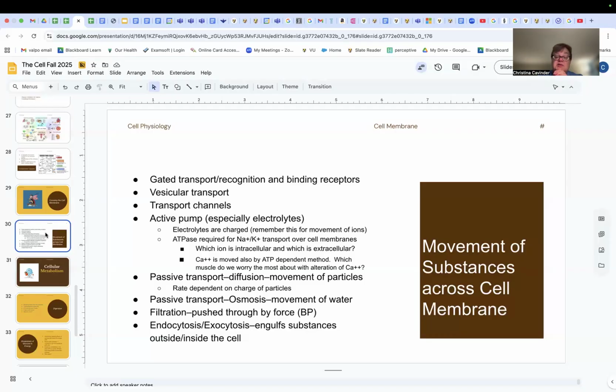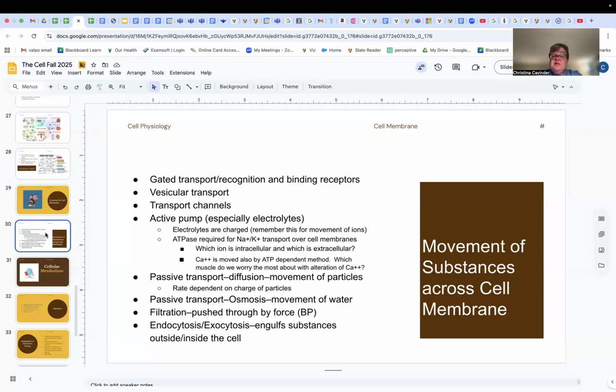Calcium is also moved by an ATP-dependent method. Which muscle do we worry the most about with alteration of calcium? And this is the muscle cells, or especially the heart muscle cells. So we always worry about our calcium levels when we have heart problems.